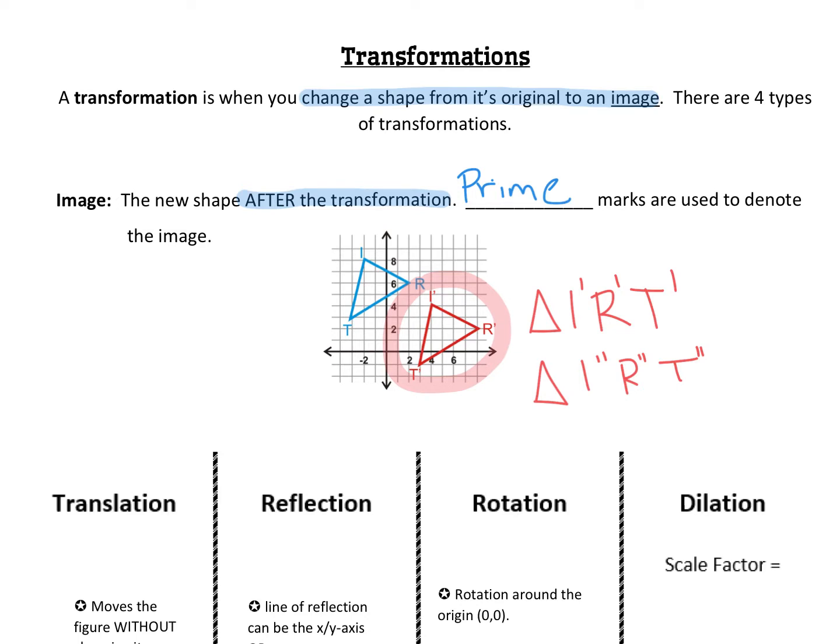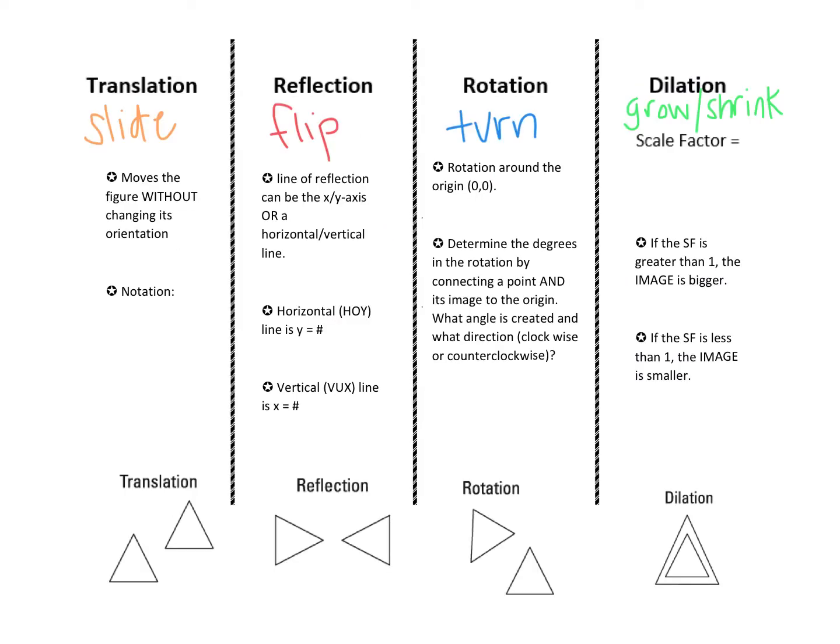Let's talk about these different transformations. The types of transformations that we look at are listed below. A translation is also known as a slide. It moves that figure without changing its orientation. So you can see that little triangle picture down below. It has moved from left to right or right to left, depending which one's the original.